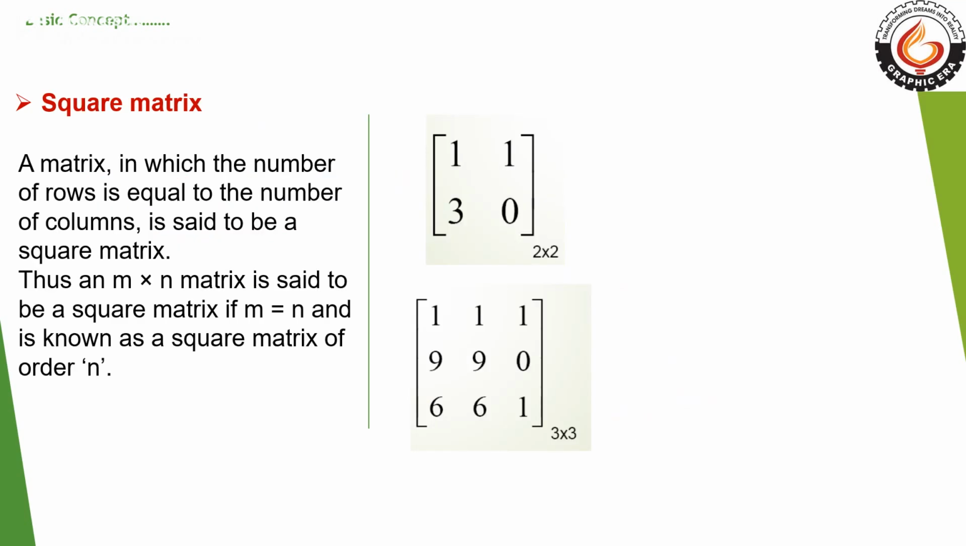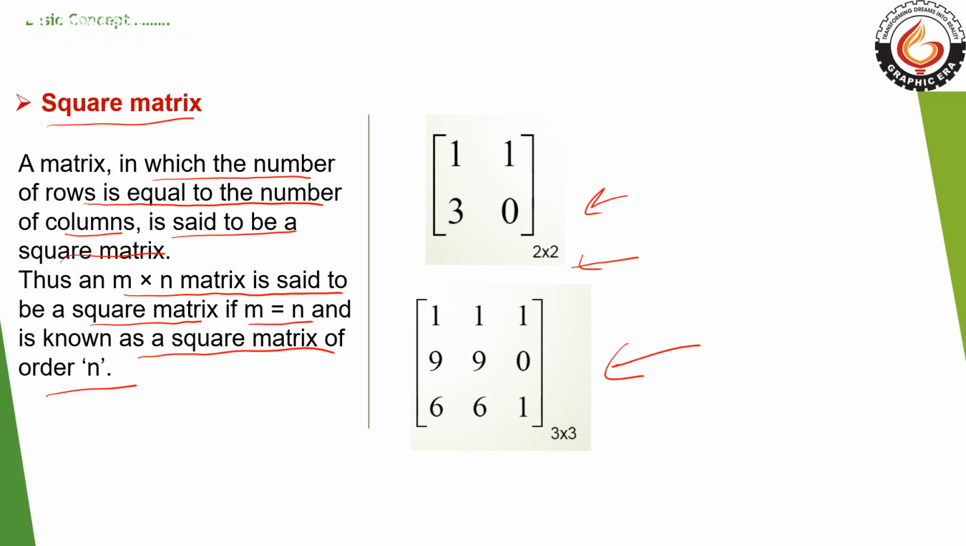Now the square matrix. A matrix in which the number of rows is equal to the number of columns is said to be a square matrix. Thus we can say an m cross n matrix is said to be a square matrix if m is equal to n, and it's also known as a square matrix of order n. There is an example, 1 3 3 0 1 1 3 0. So the order of that matrix is 2 cross 2. And another example, we have 113 111 990 661. So we have 3 rows and 3 columns. So this is a square matrix.